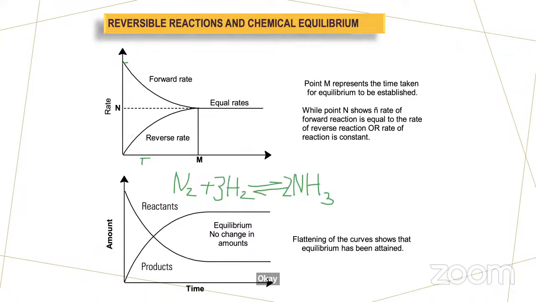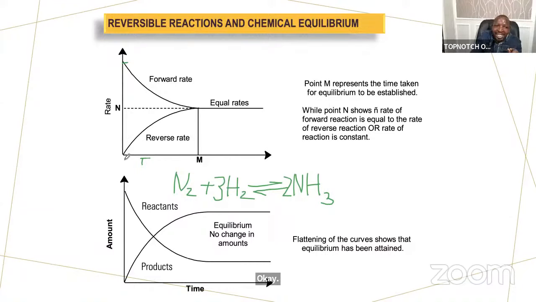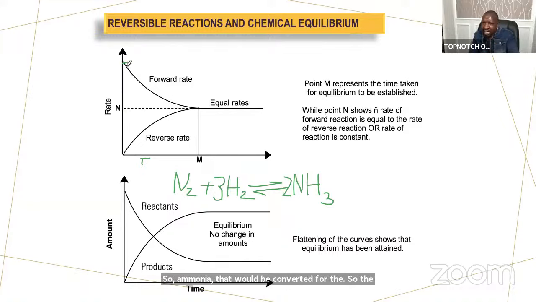Okay. That is why the reverse reaction starts at zero, because there is no ammonia. There is no ammonia to decompose, so the rate of backward reaction is zero. But now as time proceeds, nitrogen and hydrogen react to form ammonia. So a little ammonia starts to decompose slowly. So the rate of backward reaction starts to increase. But the rate of forward reaction starts off very high.